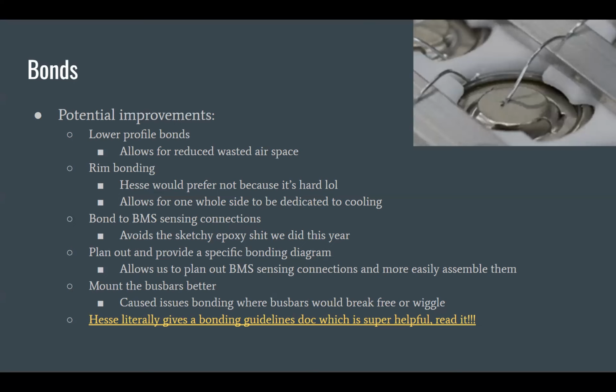Anyway, one of the things that Louis mentioned earlier that I want to point out is there's a link on here to a super helpful guideline doc, about 40 pages long, from Hess that explains everything you could possibly want to know about bonding.